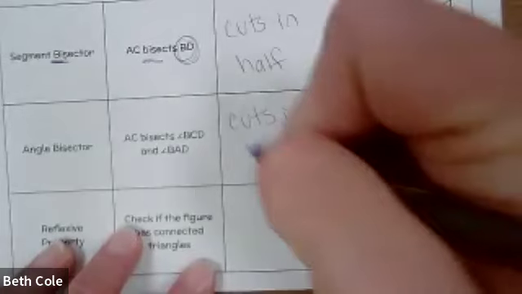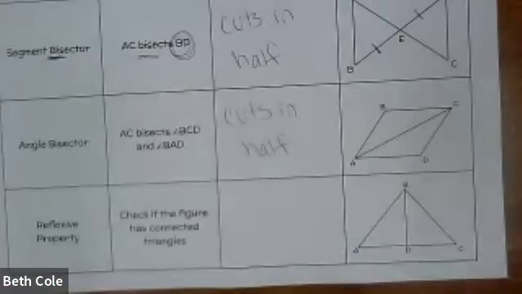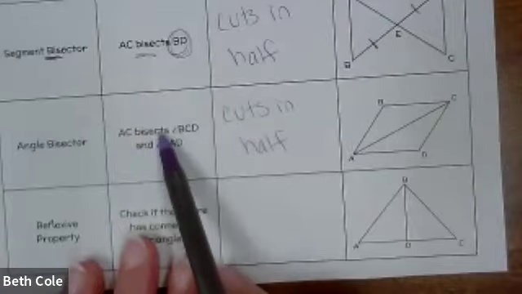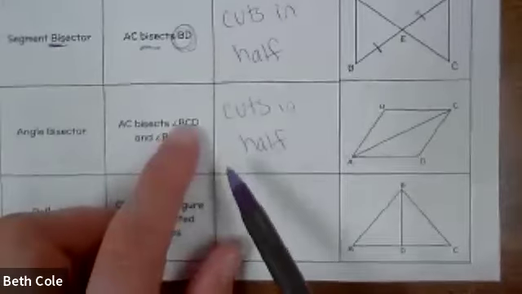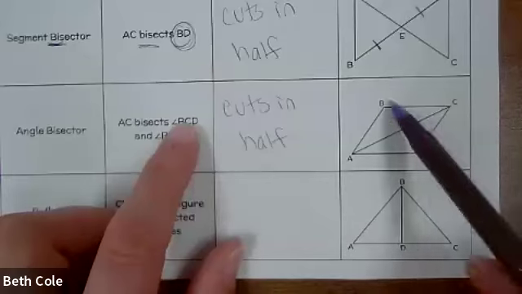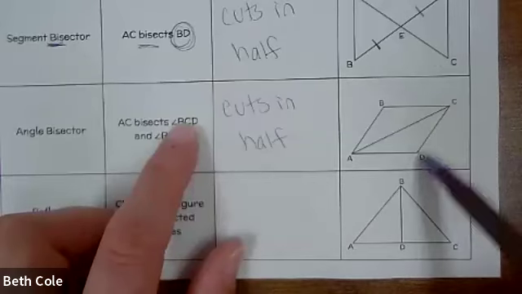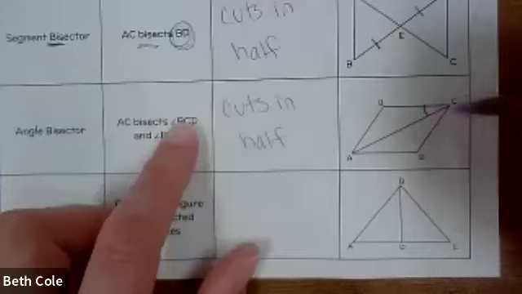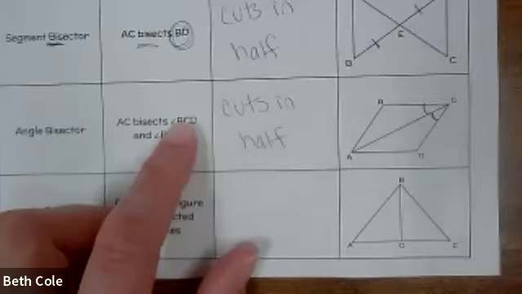You can also have an angle bisector. It means the same thing, cuts in half. This time it's an angle though. And you got to be careful because they're going to write the angles with 3 letters. So follow me here. AC bisects means cuts in half. Look at BCD. BCD is this one. Do you see that? If that got cut in half, I know that these 2 angles are congruent.